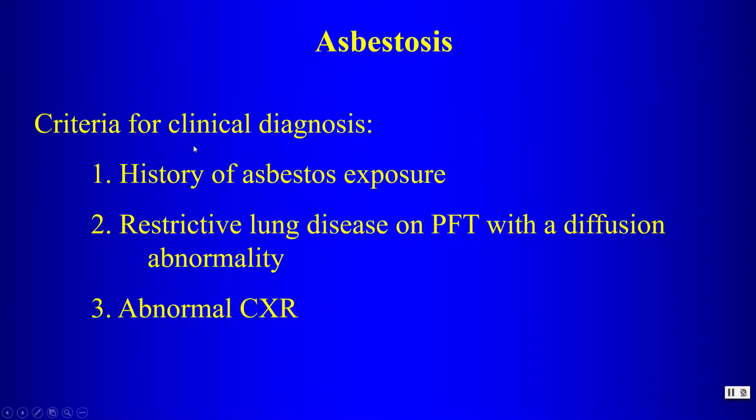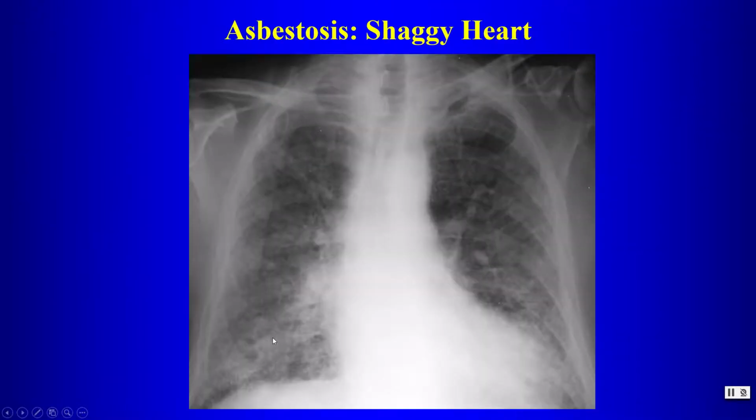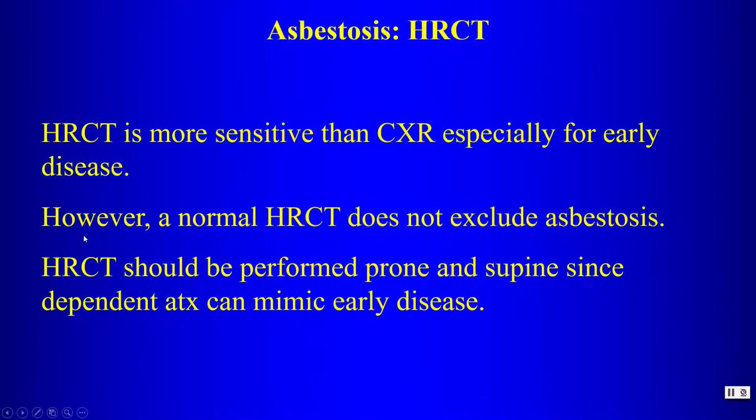The criteria for making a diagnosis of asbestosis are: history of asbestos exposure, restrictive lung disease, and abnormal findings on imaging studies. In asbestosis, we will find interstitial disease that tends to have a basilar distribution. Look for pleural abnormalities, pleural plaques, and of course CT is going to be better than chest radiographs in making the diagnosis. When there's widespread interstitial disease, you might have a shaggy heart appearance, which can be associated with asbestosis. High-resolution CT, of course, is more sensitive.